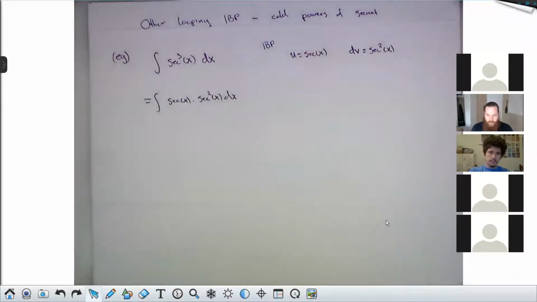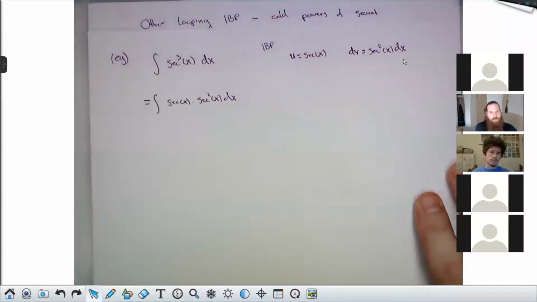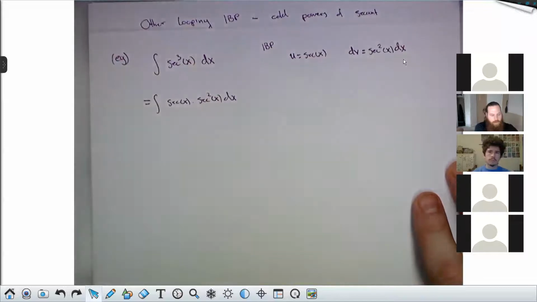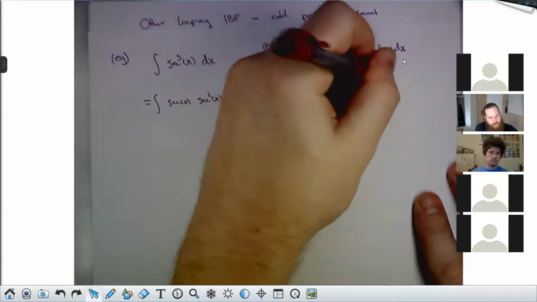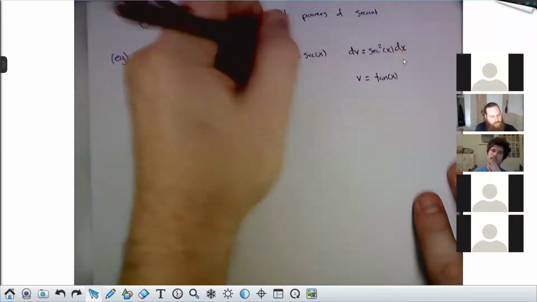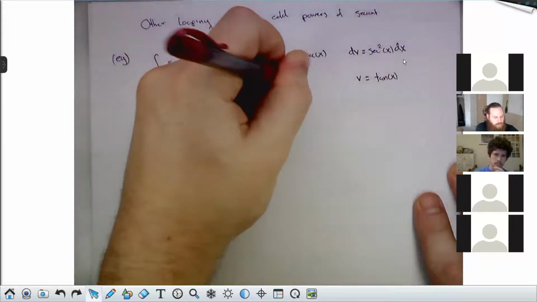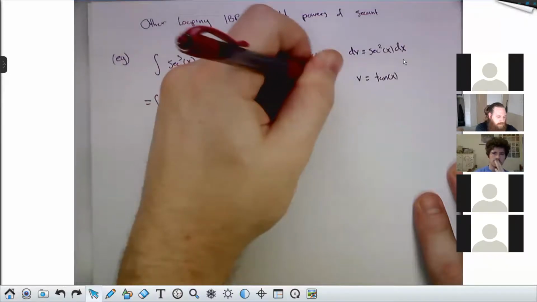Again, no help from LIPET here. We just have to follow our nose. But secant squared's integral is easy, right? I know who differentiates to secant squared, that's tangent. So that's kind of how I pick the dv as the piece I know how to integrate well. So that means v is going to be tangent, and the derivative of secant, du, is secant x tangent x dx.